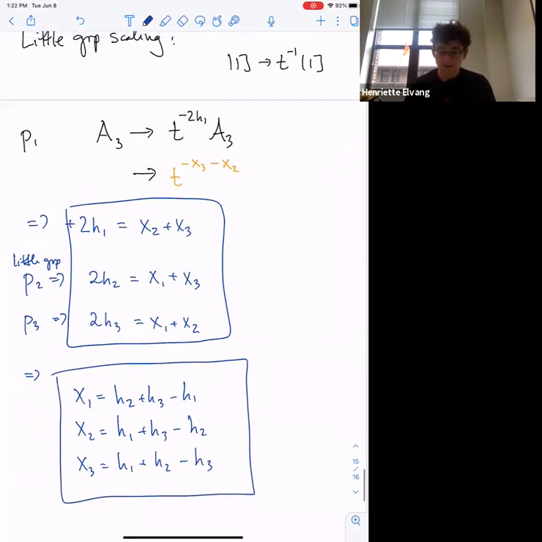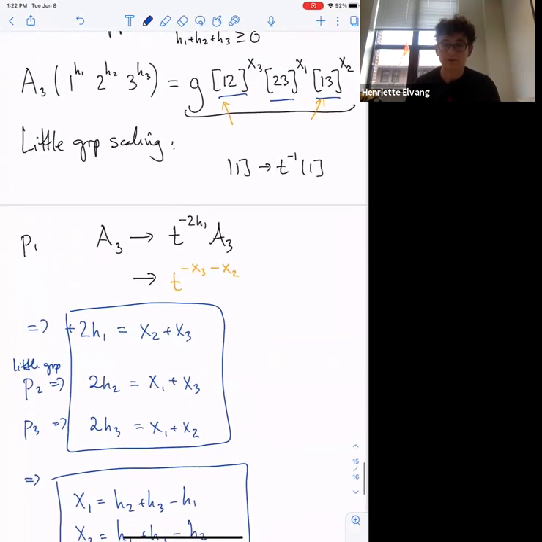So what this means is that the free particle amplitudes by little group scaling are uniquely fixed. There's only one possible thing they can be. And that's true for loops. It's true for tree level. There's just no other kinematic solution. It's just fixed by little group scaling. And that's extremely powerful.